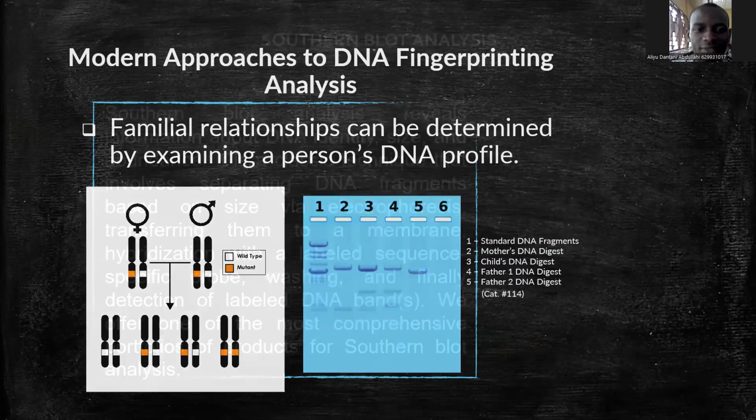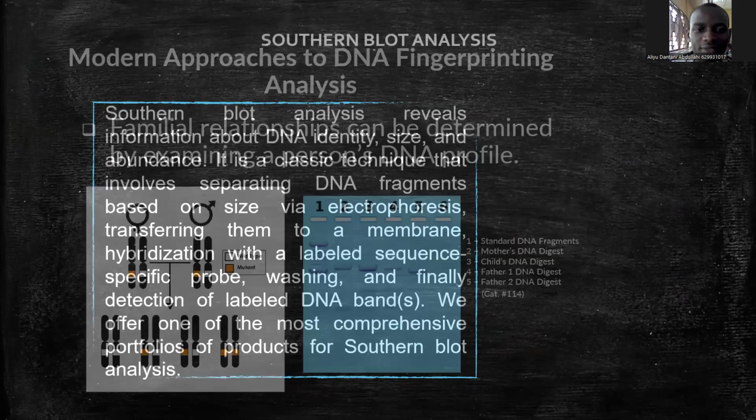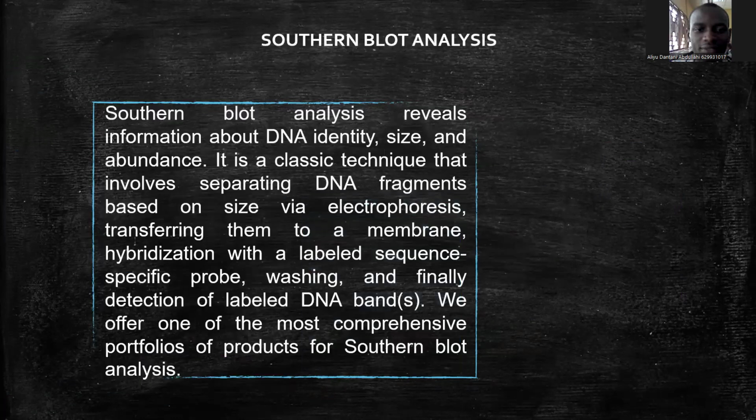All right. Southern blot analysis. There's northern blotting, there's western blotting. Western blotting is done for protein samples. Northern blotting is done for RNA, while southern blotting is done for DNA. The southern blot analysis reveals information about DNA identity, size, and abundance.